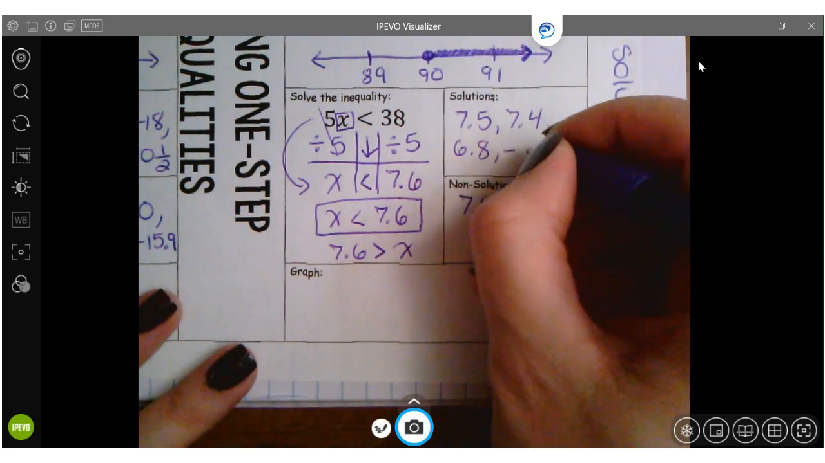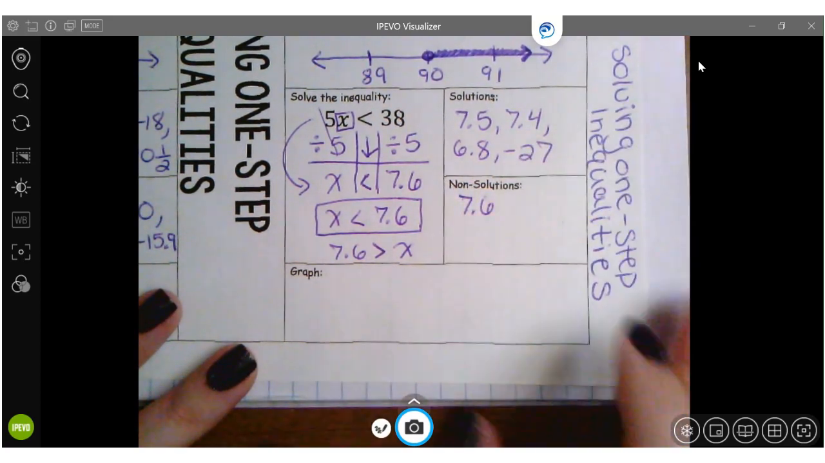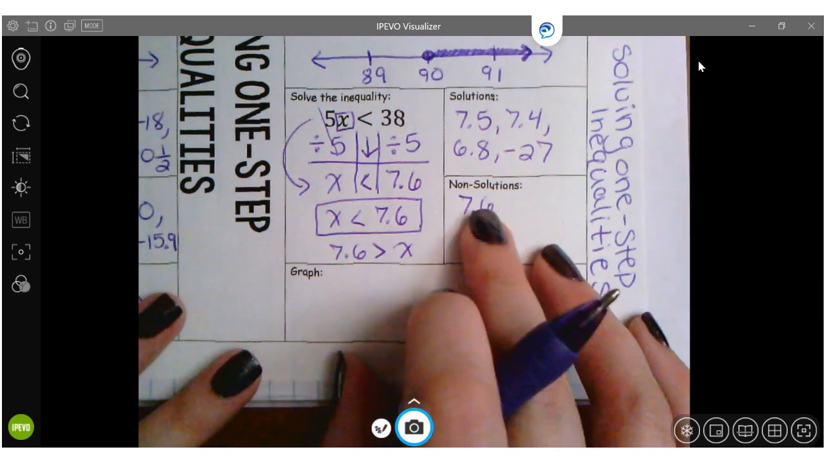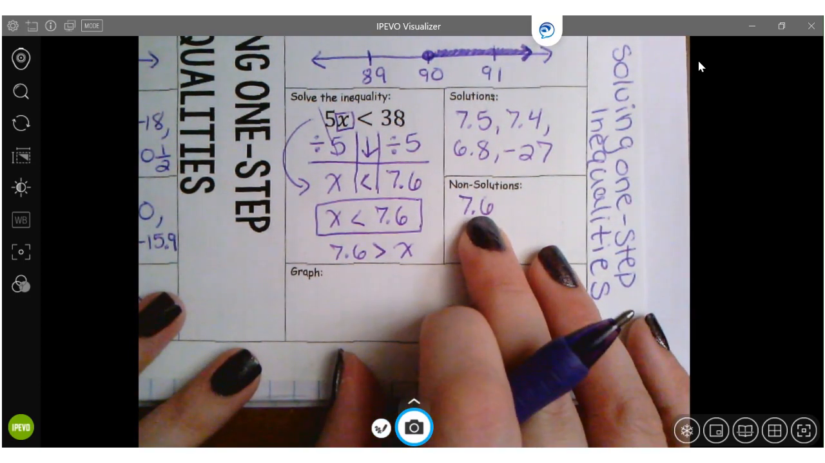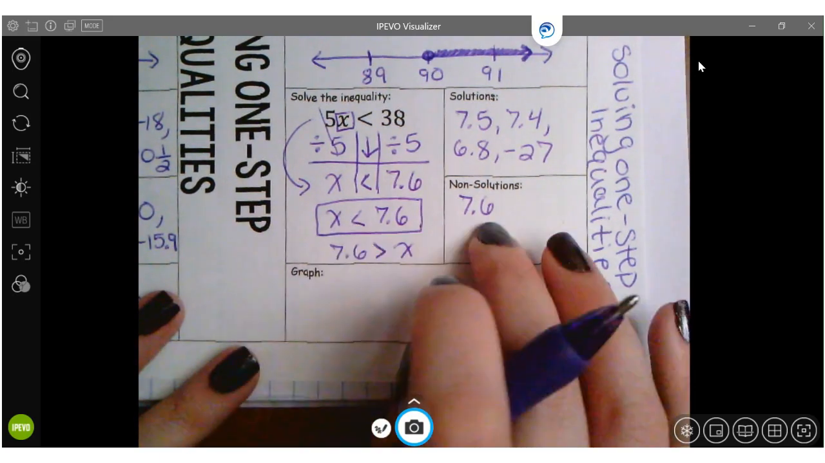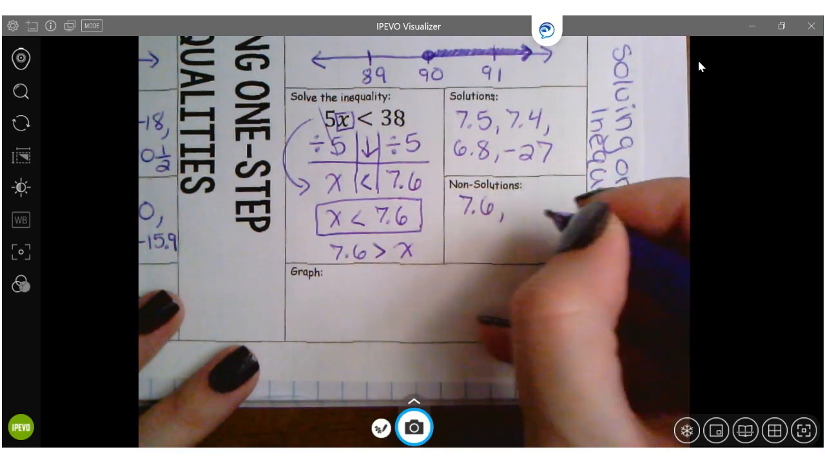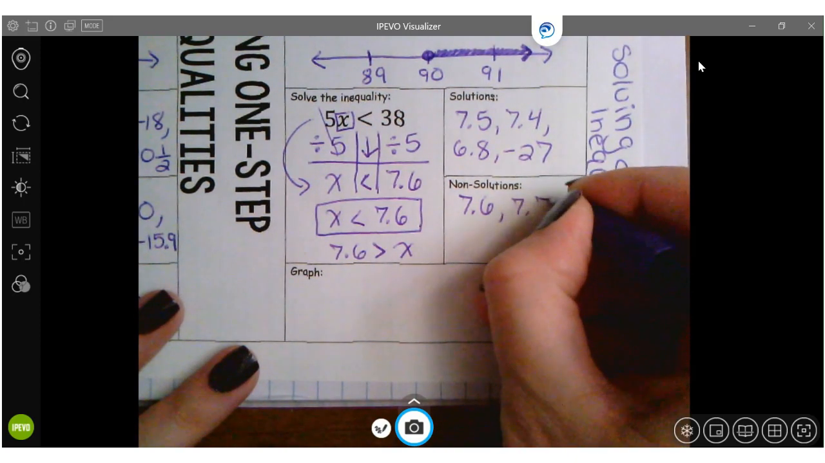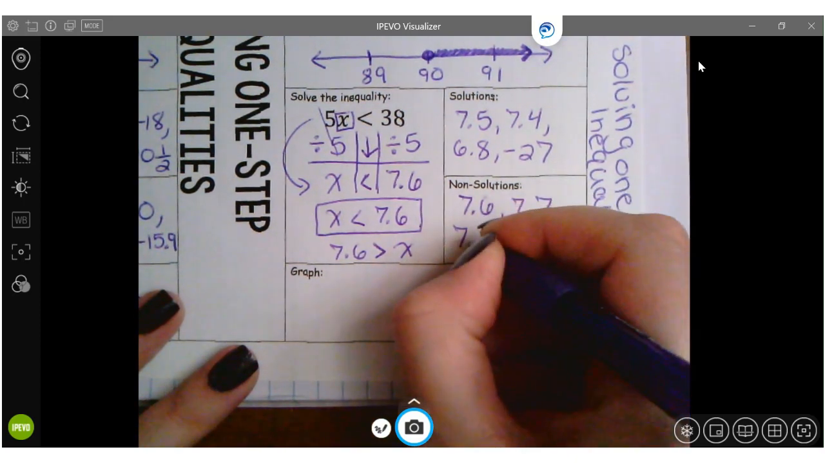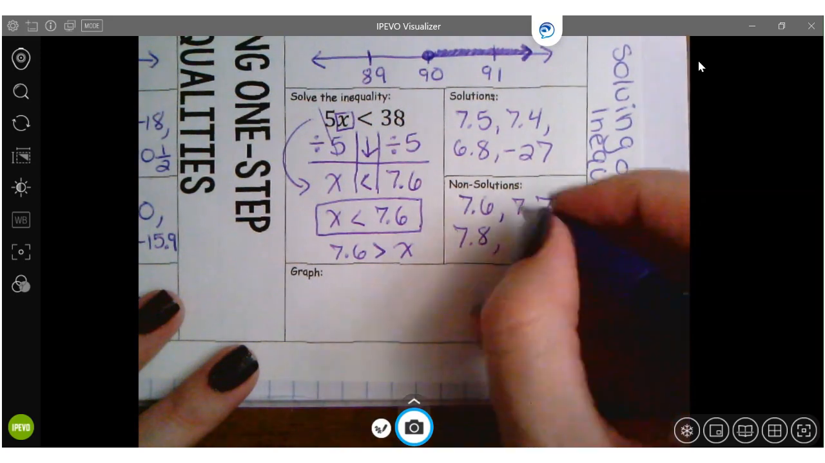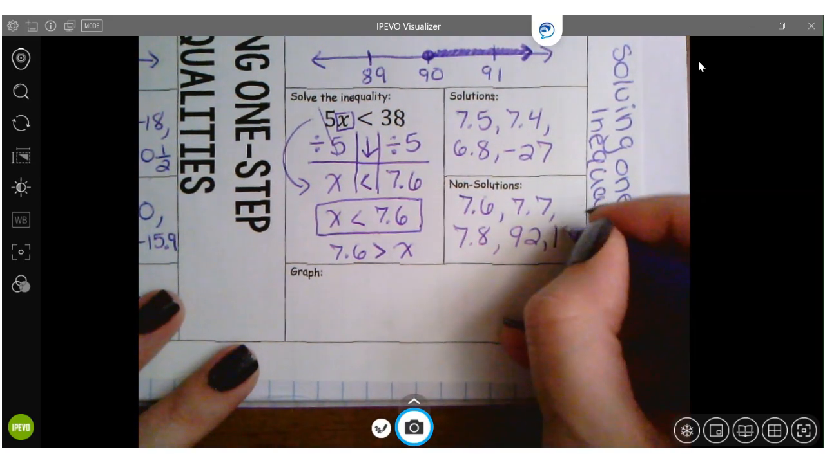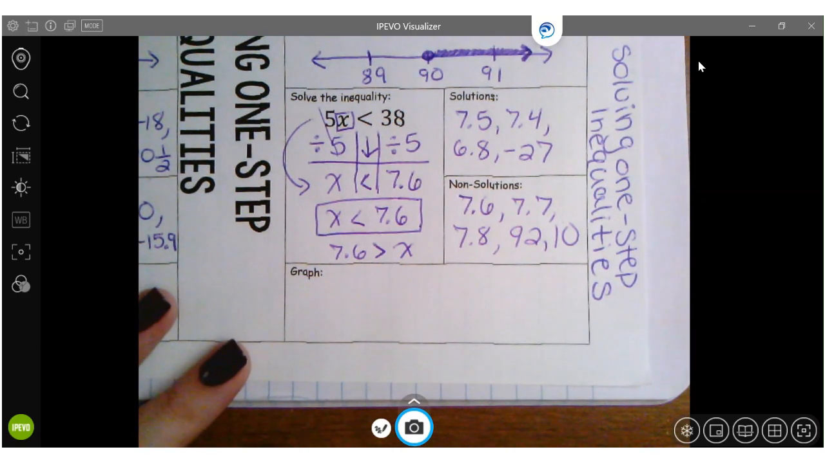Values less than 7.6, negative 27, right? That would work. So anything less than 7.6. We already listed 7.6 as a non-solution because there was no line under it. But other numbers that would not be less than 7.6 would be numbers that are greater than it, like 7.7, 7.8, something much bigger, 92, 10. Those would all be non-solutions.